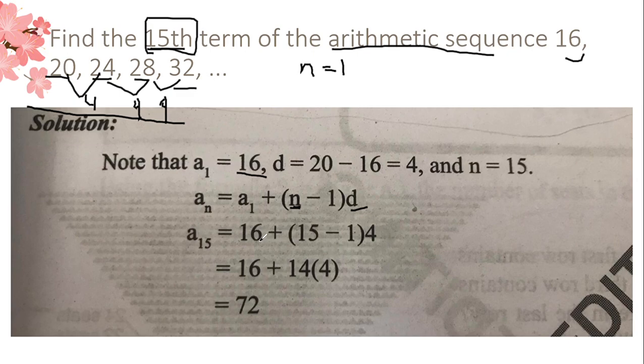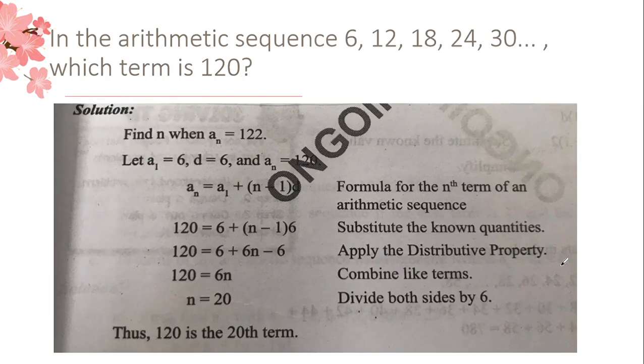So first, 15 minus 1 is 14, times 4. What's 14 times 4? 14 times 4 is equal to 56. Plus 16, that is 72. So our 15th term is equal to 72. Okay, let's move on to our second example.